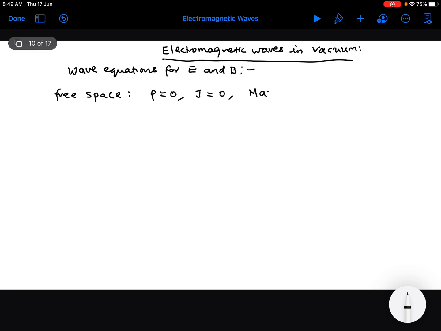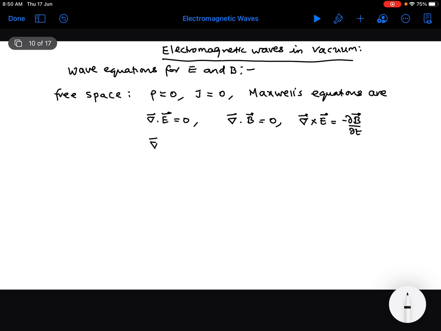So Maxwell's equations are: divergence of E is equal to 0, divergence of B is equal to 0, del cross E is equal to minus dou B by dou t, and del cross B is equal to mu naught epsilon times dou E by dou t.